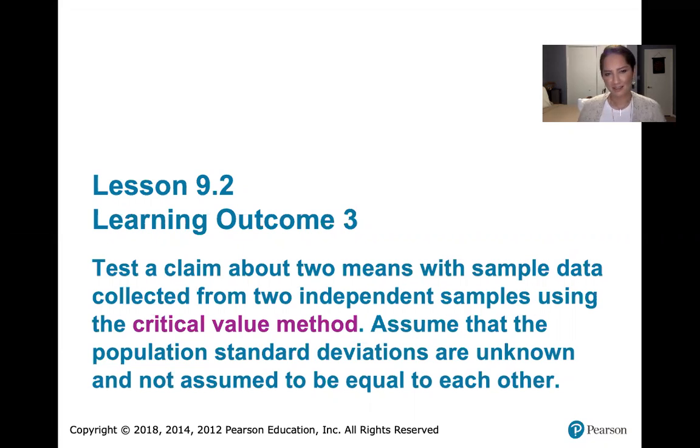The rationale behind this method was discussed in much more detail in the video for learning outcome number 2 when we discussed the p-value method. So if you're curious about the distribution of x sub 1 bar minus x sub 2 bar and where all these distributions come from, I highly recommend that you watch video 9.2.2 to learn more about the background. In this video, we're just going to do an example using the critical value method.